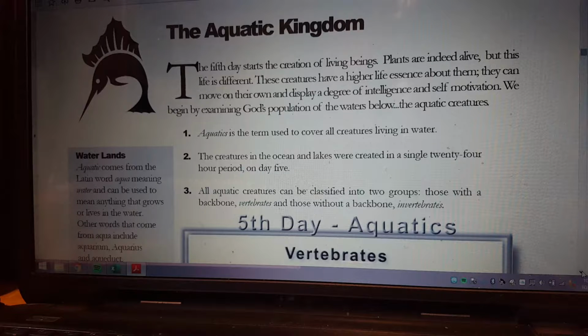Number 1, aquatics is the term used to cover all creatures living in water. Number 2, the creatures in the ocean and lakes were created in a single 24-hour period on day 5. Number 3, all aquatic creatures can be classified into 2 groups. Those with a backbone, which are vertebrates, and those without a backbone, which are invertebrates. And that sentence is one that you want to highlight or make note of.